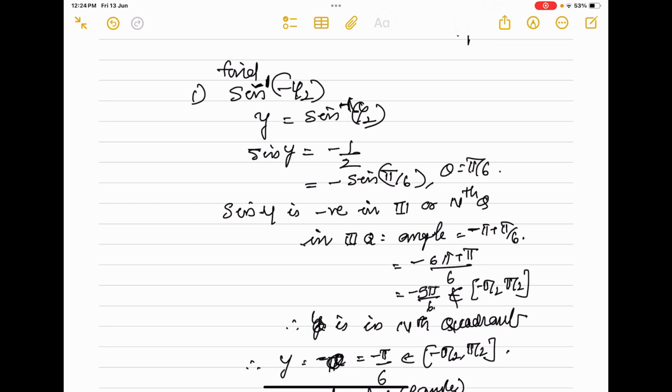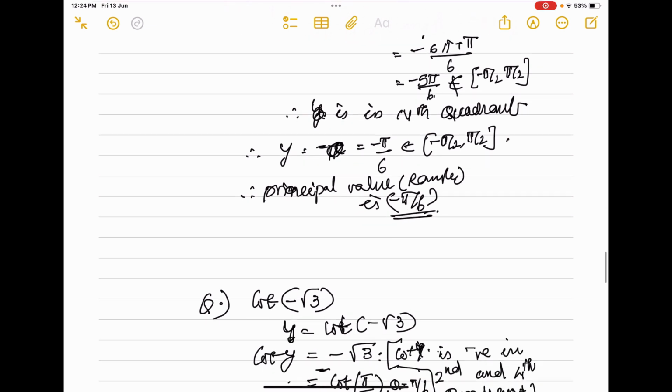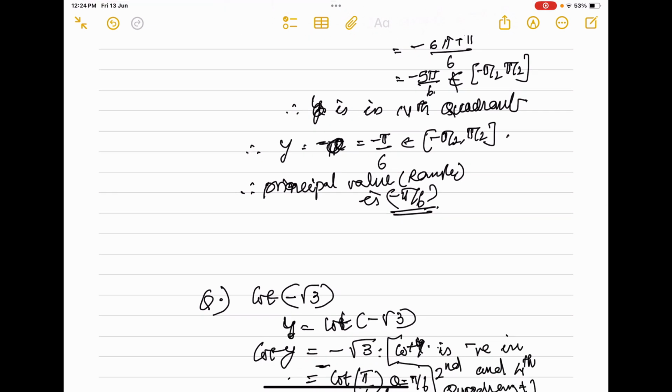The range of sine inverse is negative pi by 2 to pi by 2. So this 5 into 30 is negative 150, which does not belong to negative 90, 90 or negative pi by 2, pi by 2. Therefore, we consider the fourth quadrant. In the fourth quadrant, what will be the value? y equal to negative theta, that is negative pi by 6. That belongs to the range. Therefore, the principal value is negative pi by 6.